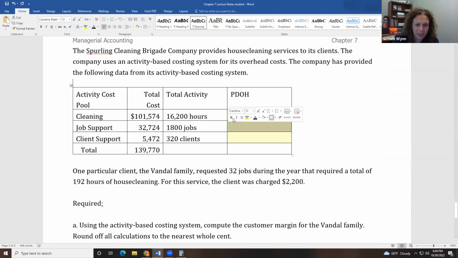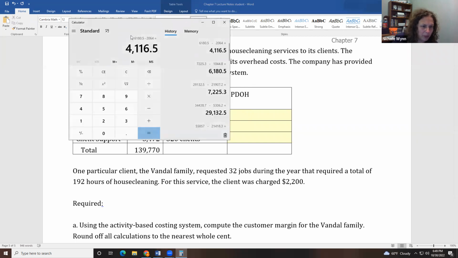Okay, so I knew there was stuff there. So on this one, we are the Sperling Cleaning Brigade, and we do housekeeping. We're going to use activity-based costing for our overhead, and it says we have the following data. So we have costs and activities, and as soon as I see that, I'm just going to come up with my rates.